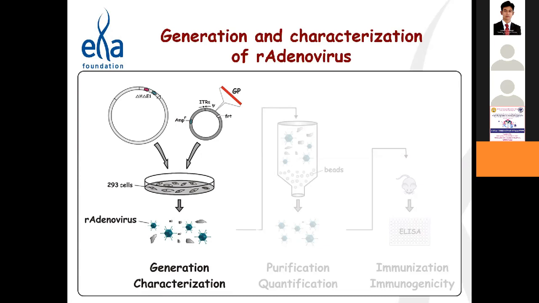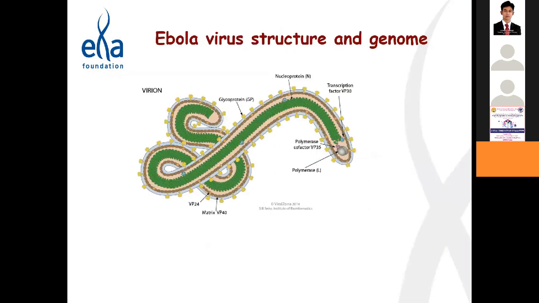Sure. Yes. So looking at the generation and characterization part, before we make any vector vaccine, we need to know which protein or which gene to be considered for making the vector. So in this case, I will talk about Ebola.